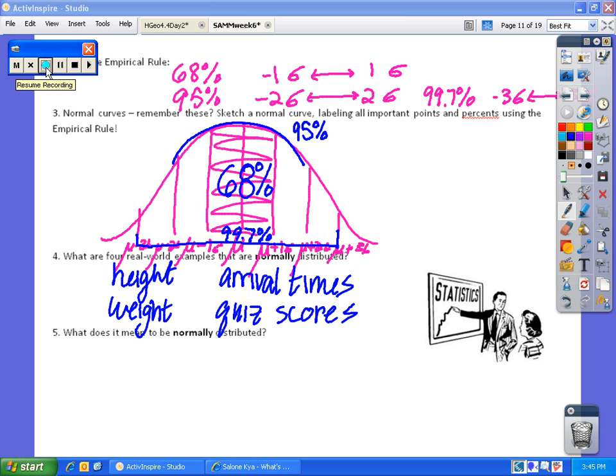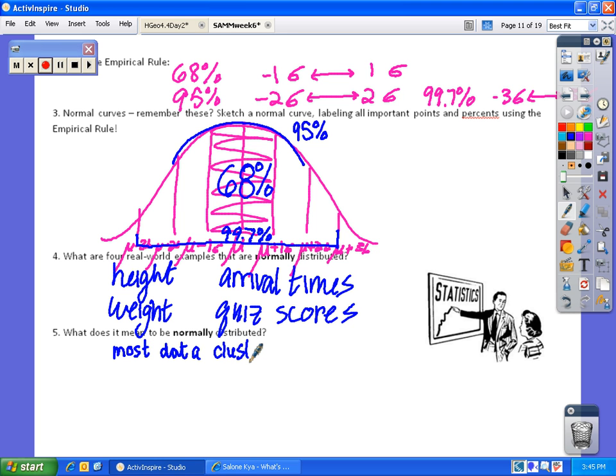Number 4, some real-world examples that are normally distributed. Height, weight, arrival times, and quiz scores, although hopefully on tomorrow's test we have more A's than we do E's. What does it mean to be normally distributed? Most of the data is clustered around the mean. Which is also the median.